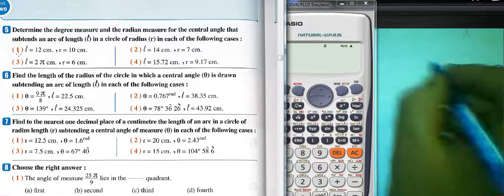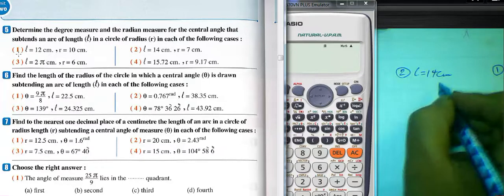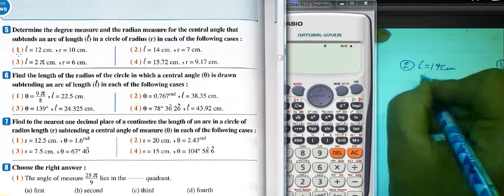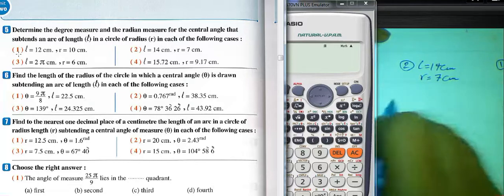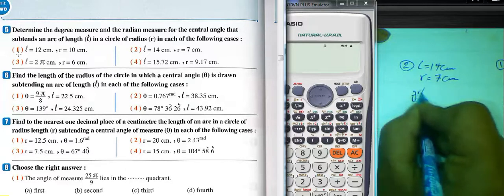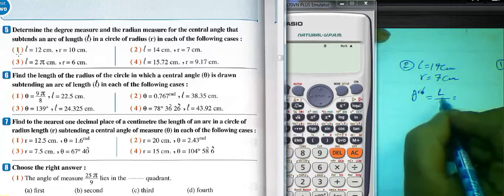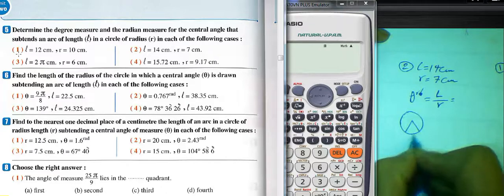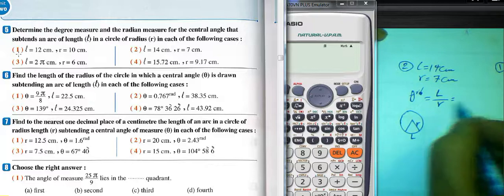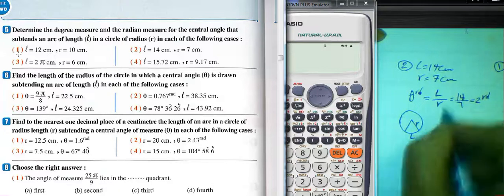Question number 2, L equals 14 centimeter and radius equals 7 centimeter. So we know theta radian equals L over R, where L refers to the length of the arc. We can find the result: 14 over 7 equals 2 radian. Theta will be 2 radian.